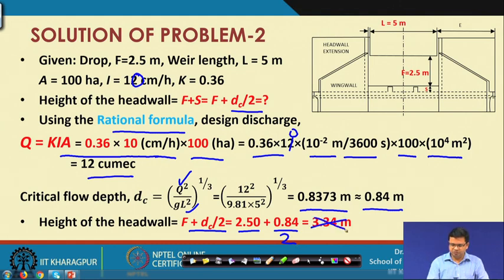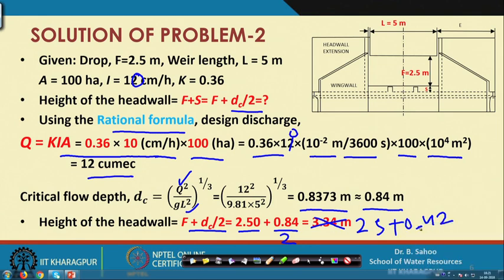So, we will get 2.5 plus 0.42, okay, so you will get equal to 2.92 meter. So, the height of head wall will be equal to 2.92 meter.